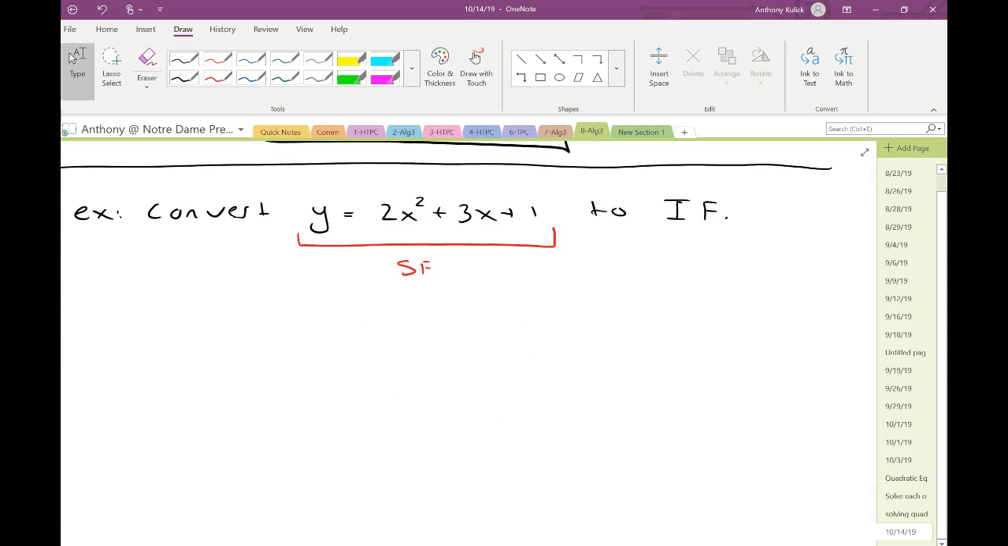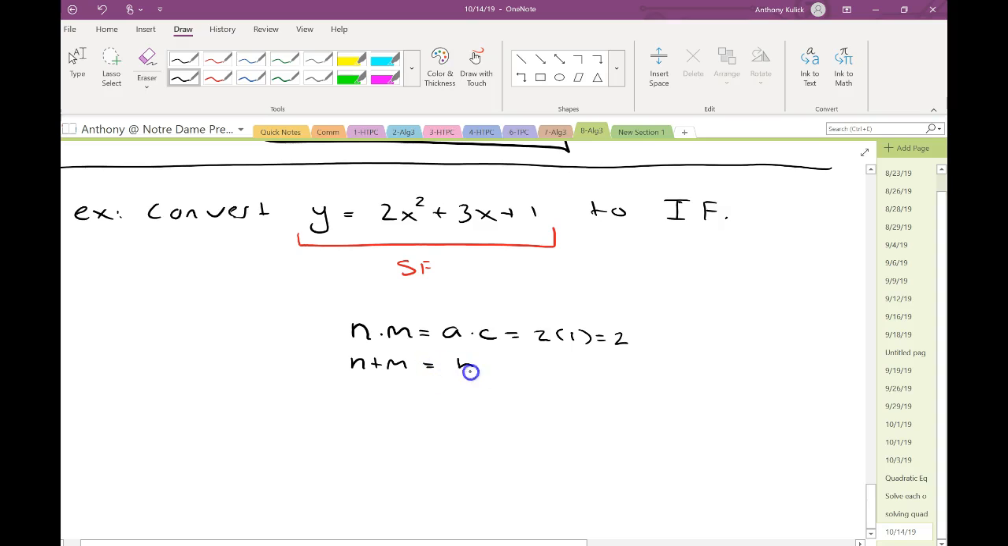So to factor this, I need to find 2 numbers that multiply to give me A times C. So that's going to be 2. And then add to give me b, so that's going to be 3. The two numbers that do that are 2 and 1.